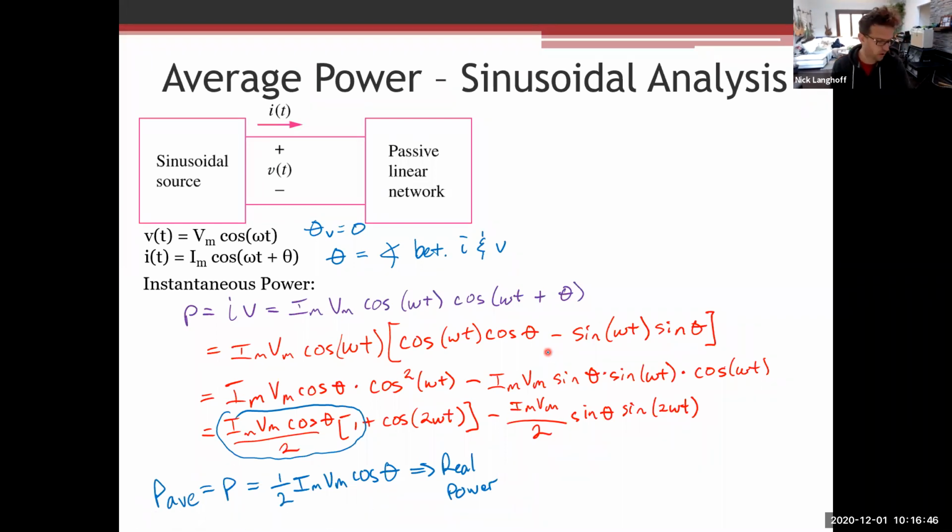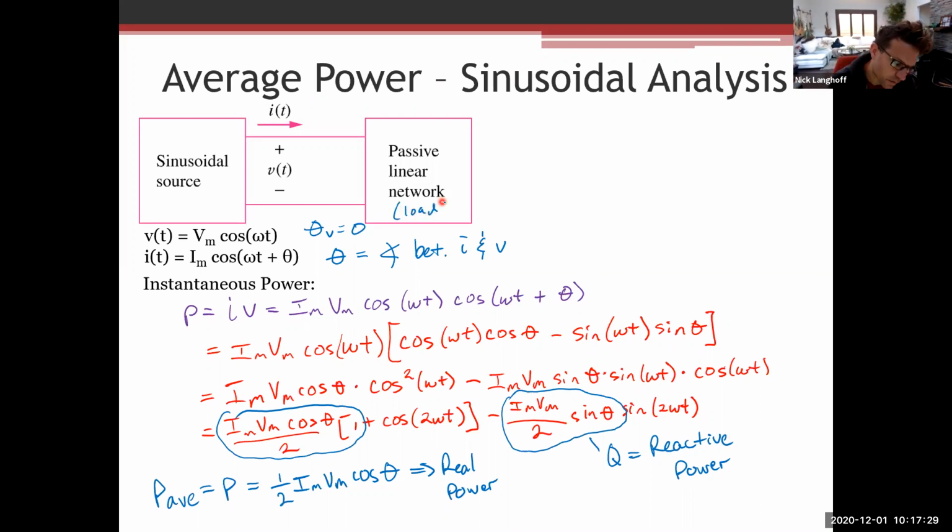You'll see that there are some other components that are oscillating, and this term here, 1/2 Imax Vmax times the sine of theta, is what we refer to as Q, the Q for quadrature, which is a geometric or trigonometric term in terms of waveforms, but it's the quadrature or reactive power delivered to the load, essentially delivered to this passive linear network, which is essentially the load.